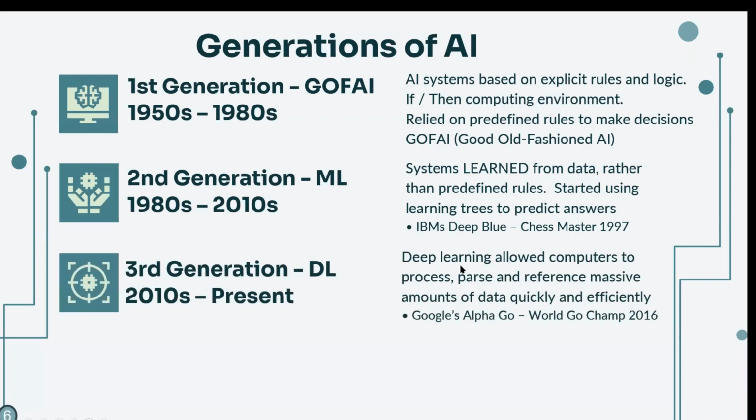And then we've got third generation, which we are currently in, teetering on fourth generation, the 2010s to present. That's going to be deep learning, which allowed computers to process, parse, and reference massive amounts of data quickly and efficiently. And when we say massive, it is mind-bogglingly large amounts of data. The first step in this direction was Google's AlphaGo. Actually, AlphaGo was the World Go champion in 2016. If you want to hear the history of how Google's AlphaGo won that championship, it's a fascinating story.